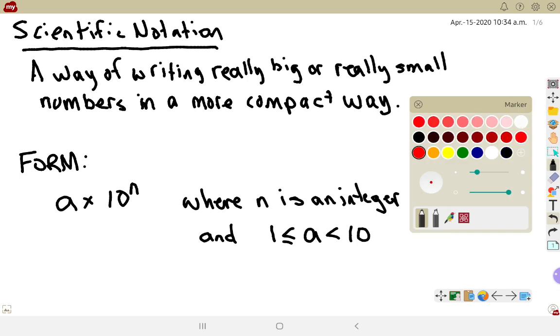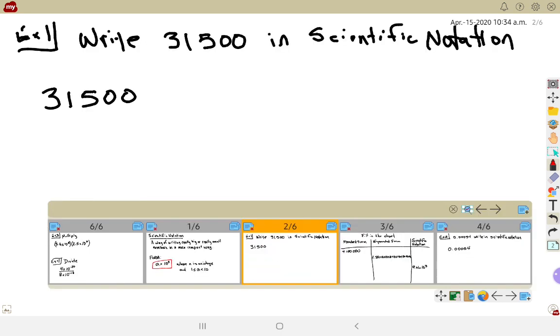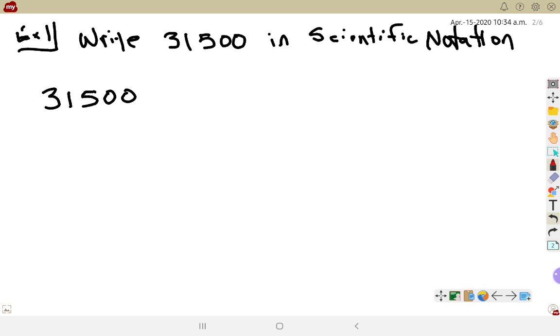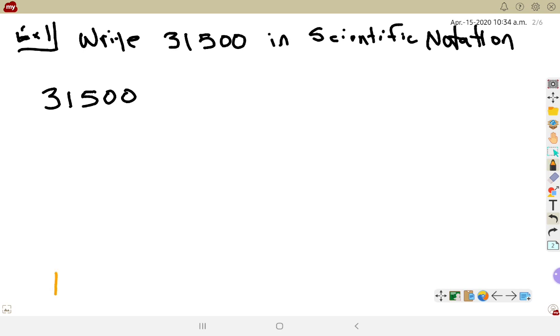Now I'm going to give you a couple examples and show you how we're getting a number into that form. The first one we're going to look at is writing the number 31,500 in scientific notation. Now I know that this number is not that big and doesn't necessarily need scientific notation, but for example purposes it works quite nicely. Our first goal, remember we said that a had to be somewhere between 1 and 10. Right now this number as it stands is 31,500. That is much bigger than 10.